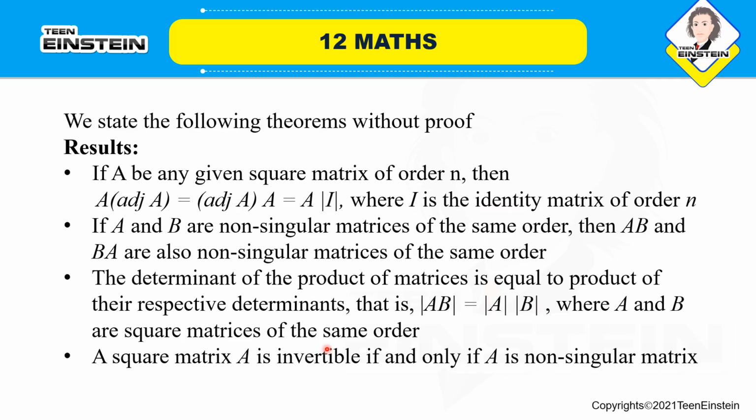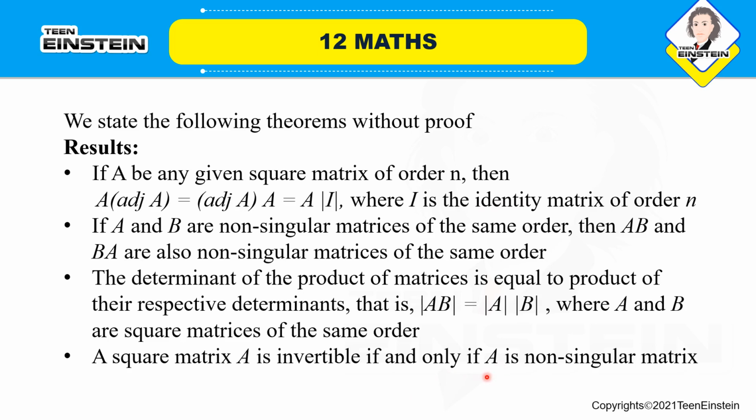And the next result is: a square matrix A is invertible if and only if A is a non-singular matrix. Very important result. Invertible means it has an inverse. So if A inverse exists, then A must be a non-singular matrix. This is the direct part, the if part.